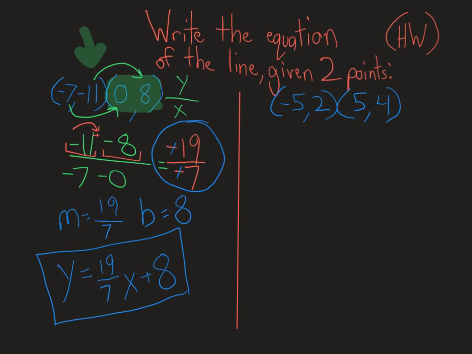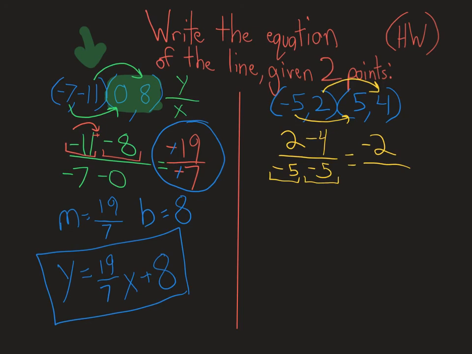Second one, let's do it again. And of course, you know this one won't be as easy. My y values, 2 minus 4, on top. X values, negative 5 minus 5, on the bottom. 2 minus 4, negative 2. Negative 5 minus 5. Bad guys and bad guys, negative 10. We'll cancel those negatives, we'll also reduce it. So there's my slope. We're halfway home. We got 1/5. But when we look, of course, we can't get lucky twice.